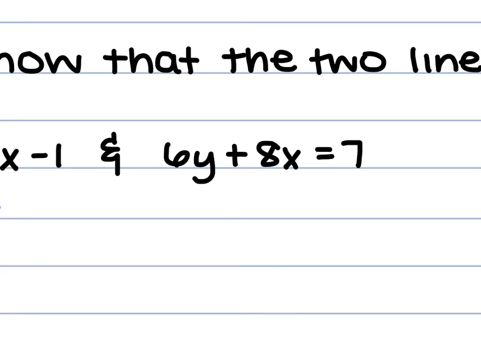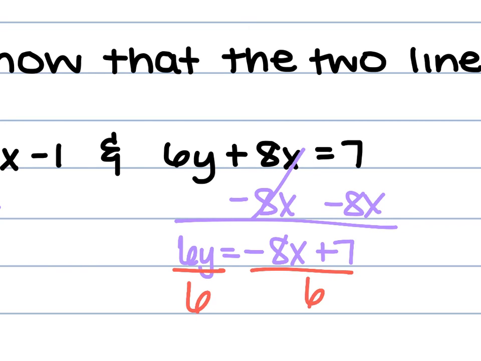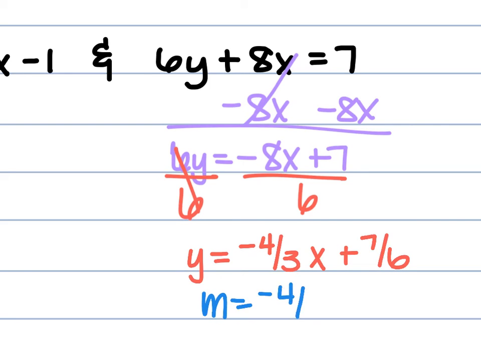For the other equation, we have 6y plus 8x is equal to 7. We're going to move the 8x over by subtracting it from each side. Get 6y is equal to negative 8x plus 7. Then divide each side by 6. So y is equal to negative 4 over 3x plus 7 over 6. Our slope here is the negative 4 over 3.